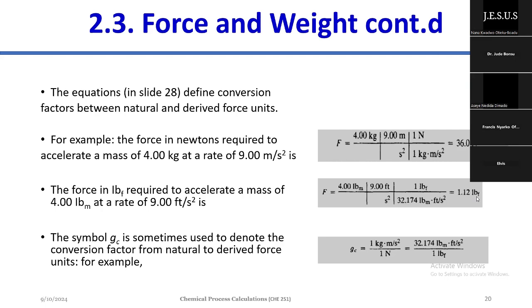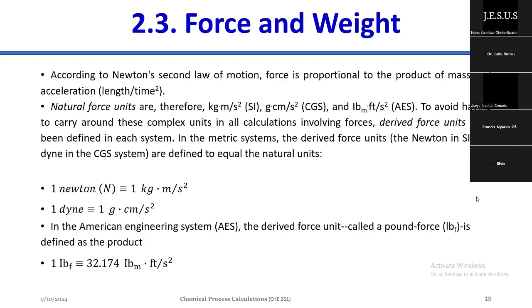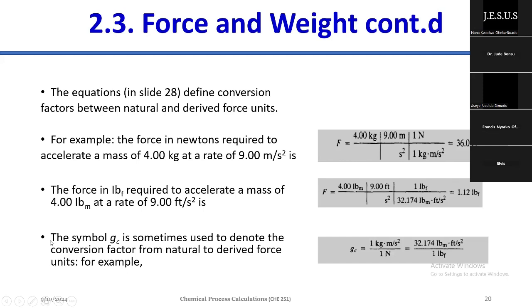Or better still, we can do it this way. If 32.174 pound mass feet per second squared is equivalent to 1 pound force, then what will 36 pound mass feet per second squared give you? Then you can do it more simply, let's divide.